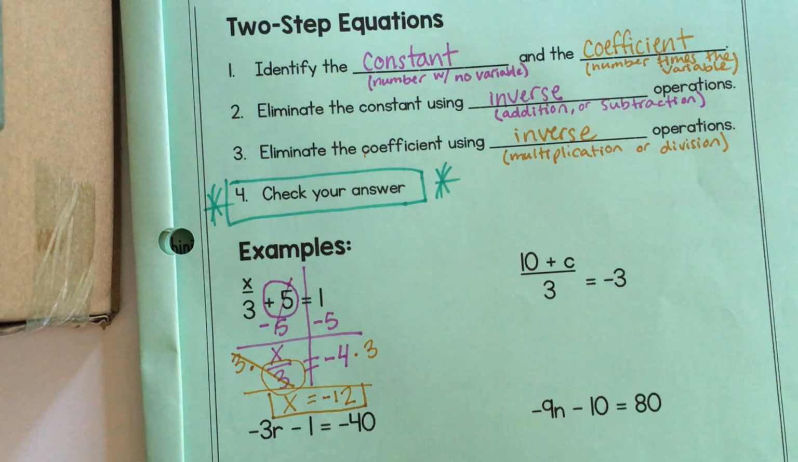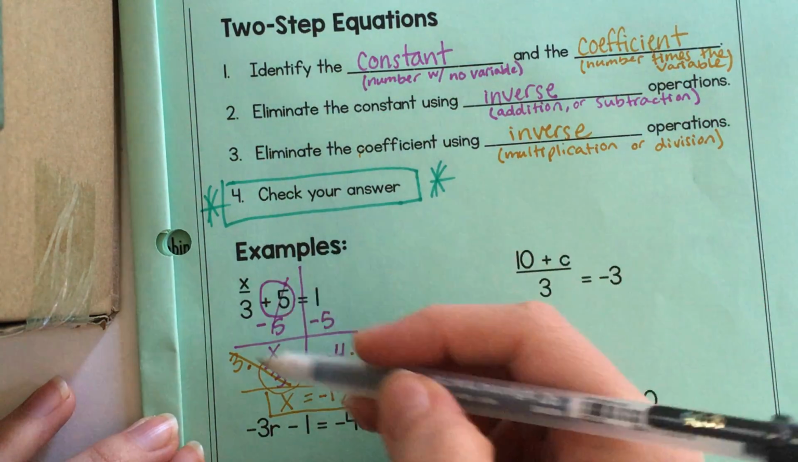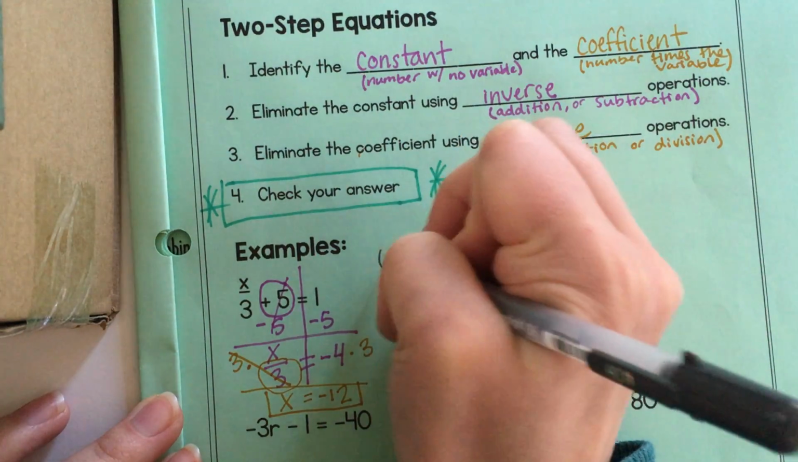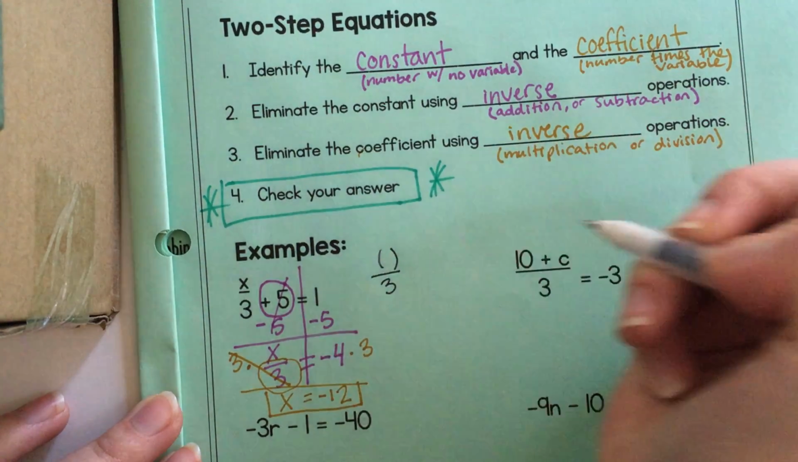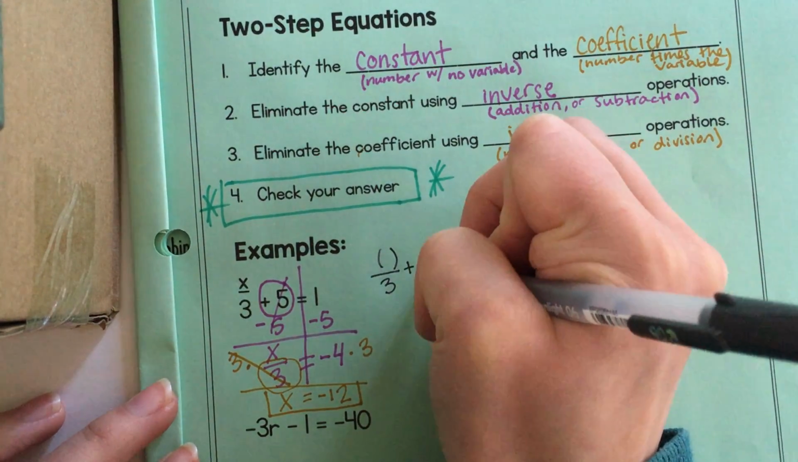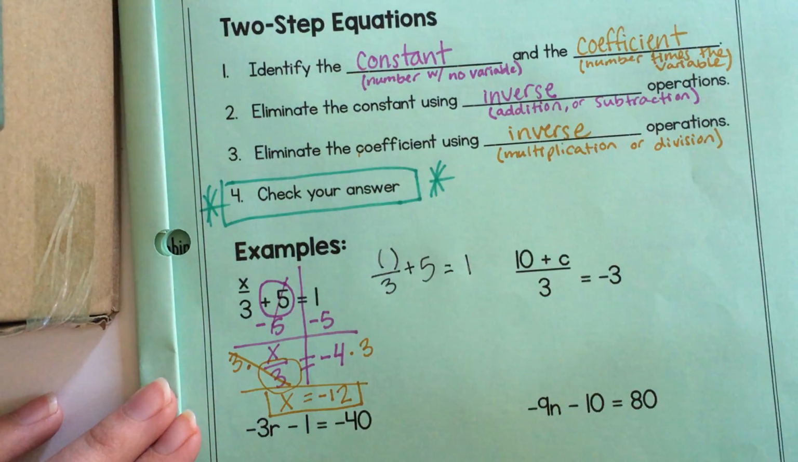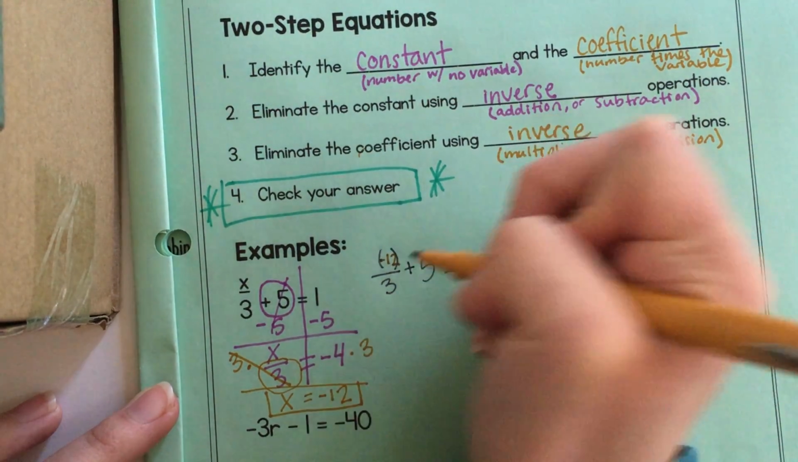Now remember, I'm not done. This is where checking your work is going to be so much more helpful at this point now that we have two-step equations. I have to go back to the original question where we had our x value divided by 3, then we added 5, and we said it was going to equal 1. I got to go back to that very first part, and I'm saying that this x was negative 12.